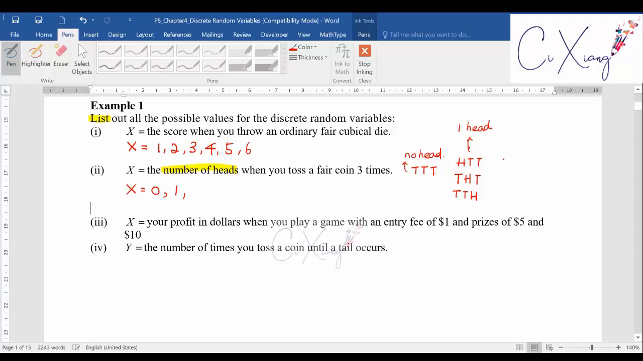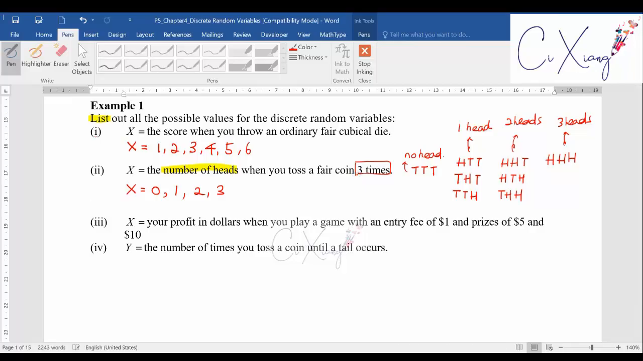Then what else do I have? Maybe hit, hit, tail, or hit, tail, hit, and then tail, hit, hit. All these outcomes tell you that you're having 2 hits. So x equals 2. Then the last one, you might have all hits. The outcome is 3 hits, so x equals 3. Will you have 4 hits? No, because you throw the fair coin only 3 times. So the maximum number of hits that you can get is only 3.